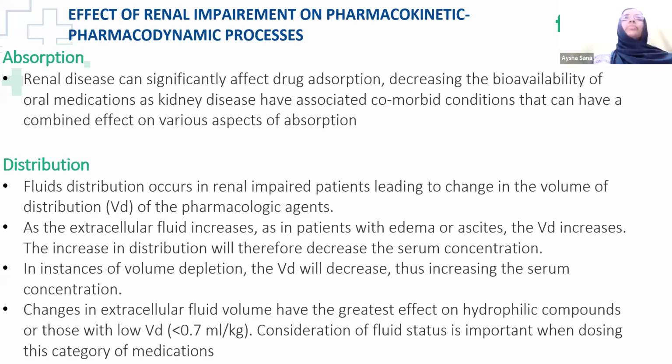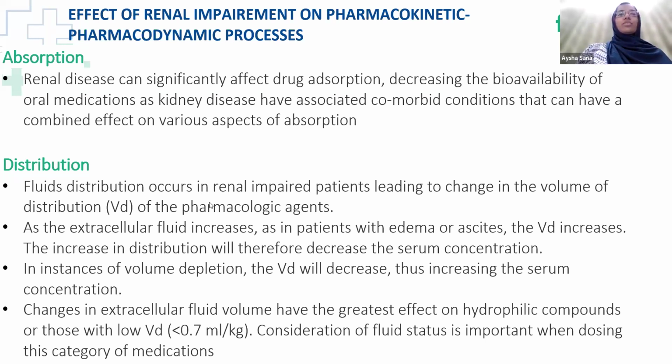Now we look into the effect of renal impairment on pharmacokinetic and pharmacodynamic processes. Absorption. Renal disease can significantly affect drug absorption, decreasing the bioavailability of oral medication, as kidney disease has associated comorbid conditions that can have a combined effect on various aspects of absorption.